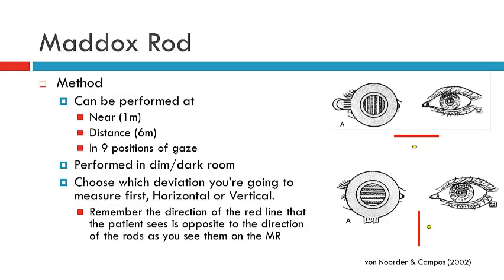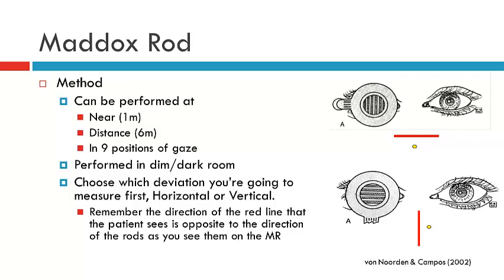Okay, so the principles that you've learned already regarding the Maddox rod in concomitant strabismus apply to measuring a patient in 9 positions of gaze. Whilst in concomitant strabismus we simply learned how to utilise the Maddox rod to measure the deviation at near and distance, we can now do this for the 9 positions of gaze.